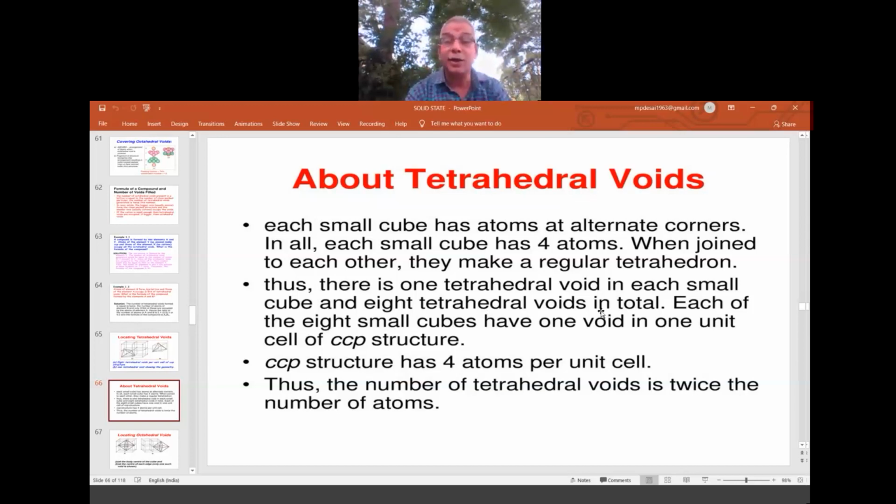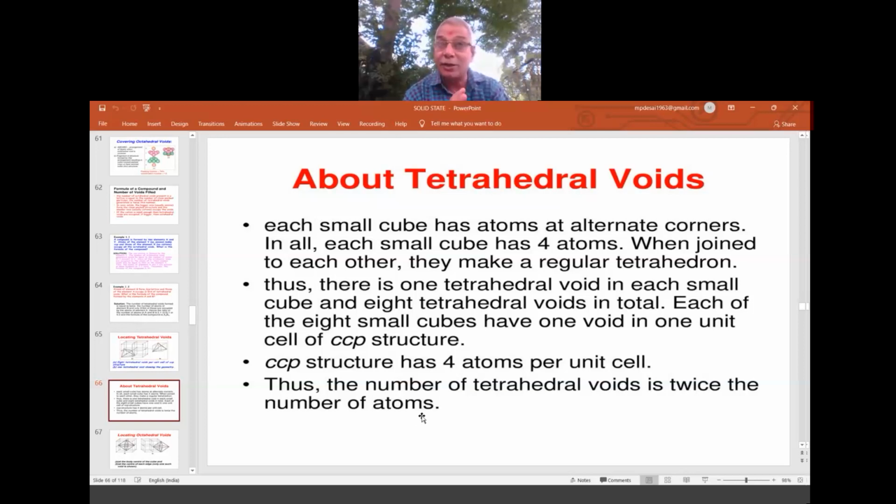So each of the 8 small cubes has one void in one unit cell. So for a particular unit cell, only one void is there, and this packing is called what? CCP or FCC packing. So CCP structure has 4 atoms per unit cell. Correct. Thus the number of tetrahedral voids is twice the number of atoms.